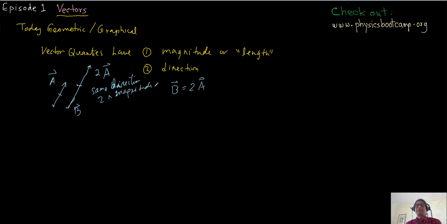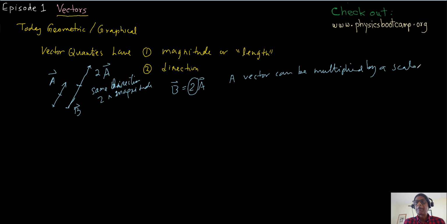So we want to be able to do that. What we say is a vector can be multiplied by a scalar. A vector can be multiplied by a scalar. So this scalar is a positive number that keeps the direction the same.